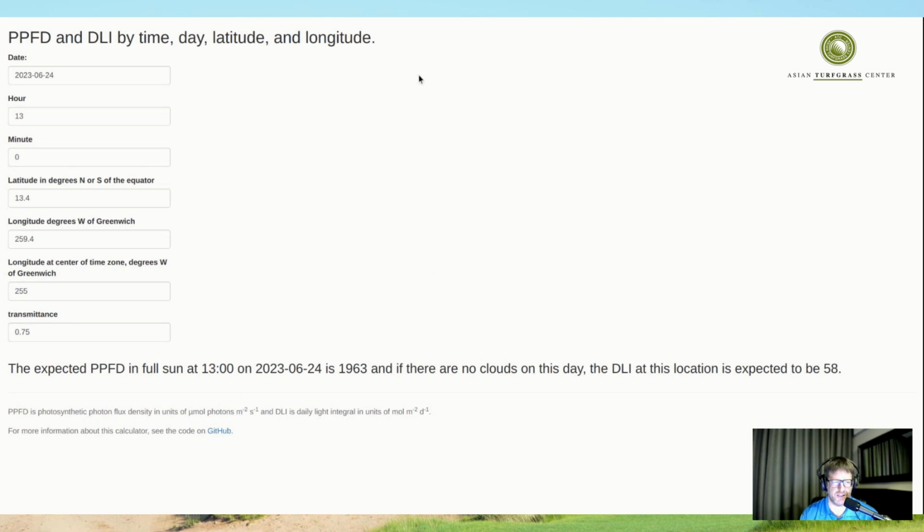This Shiny app is making calculations using the R language. And this one I call PPFD by time. PPFD is the instantaneous light, the instantaneous photosynthetically active radiation, and that is measured in micromoles of photons per square meter per second. And then if you add those up over the course of a day, that becomes the daily light integral. So you either look at the photosynthetically active radiation that's instantaneous, or you look at it in total.